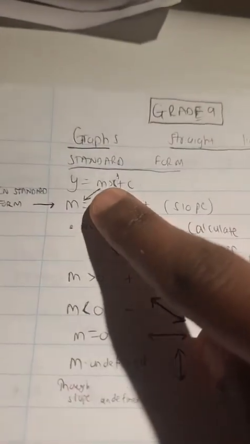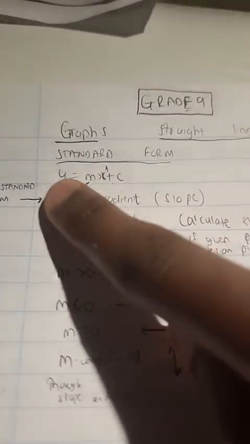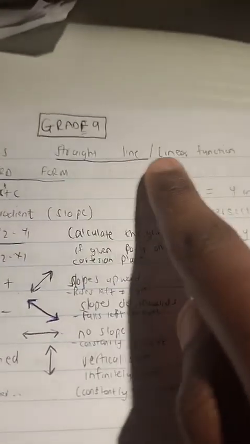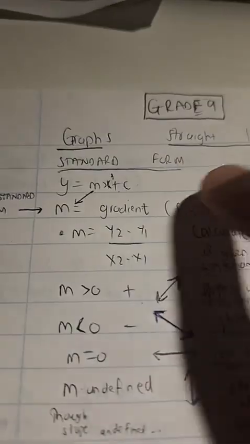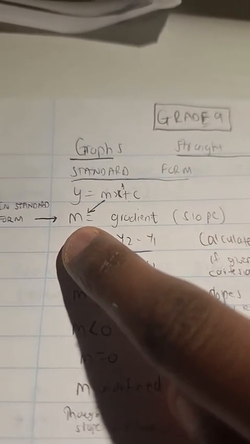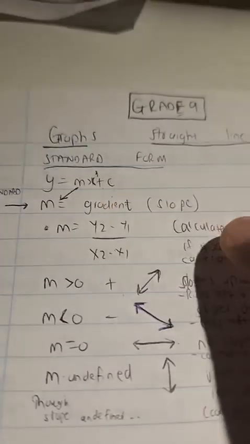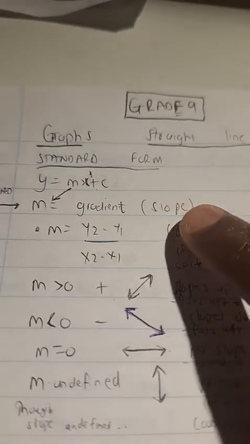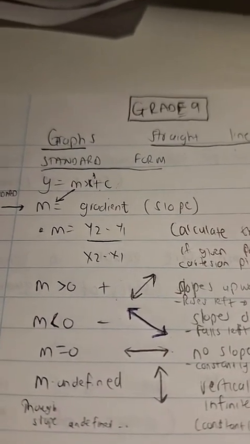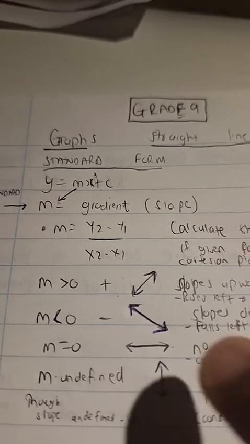Okay, let's move on. So hopefully we've understood this, that y is equal to mx plus c is the standard form for any straight line or linear function. M means gradient. What is gradient? It is our slope. It is the measure of how steep the function is.